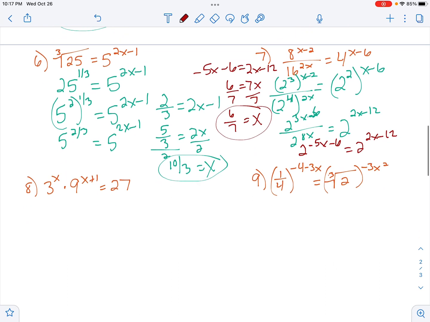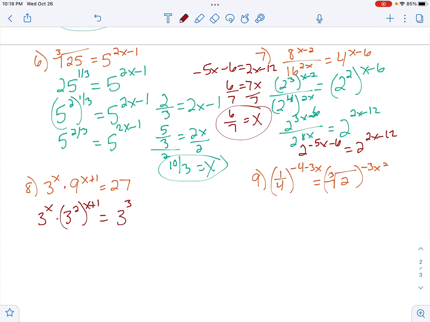Take a couple minutes and try number 8 and 9. So go ahead and pause. All right, let's check your work. So on number 8, I can't simplify 3 any further, so I'm going to have to get everything down to a base of 3. 9 goes down to a base of 3 with 3 squared. And 27 goes down to a base of 3 with 3 to the 3rd.